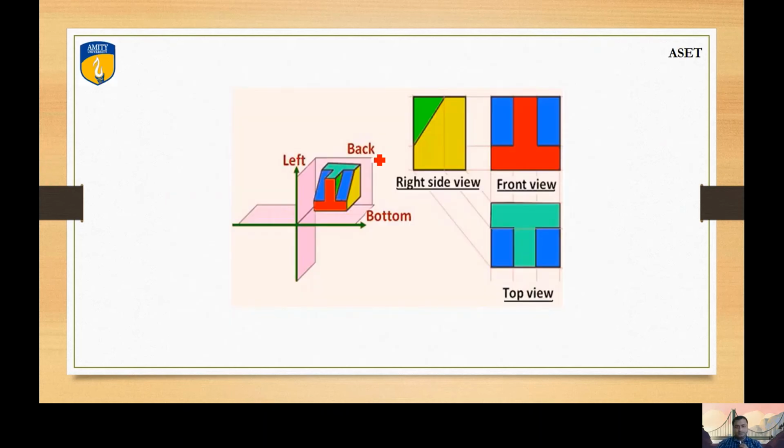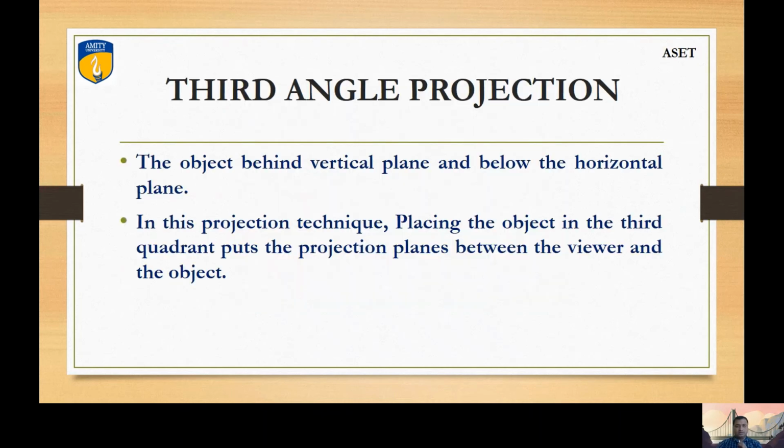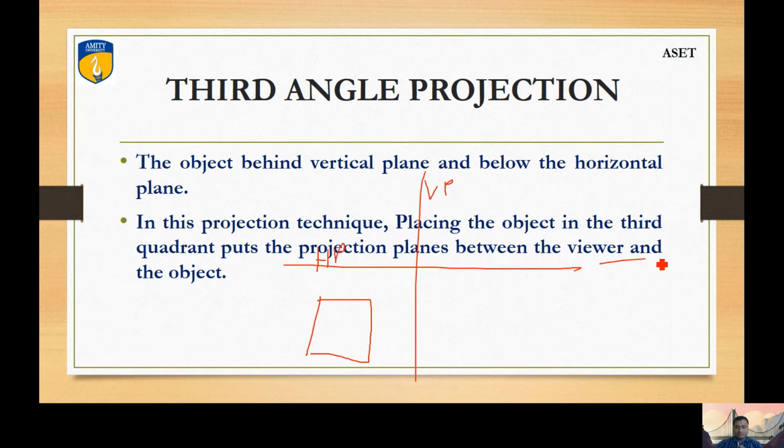Now, this is also an example of the first angle. Now coming to the third angle projections. Now the object is going to be located here, resting at this position. So this is my third angle. This is my HP, this is my VP, right? The object is here. The observer is looking from here, and for the top, the observer is looking from here. Right? The object is resting here.